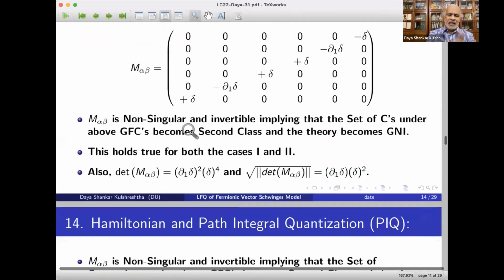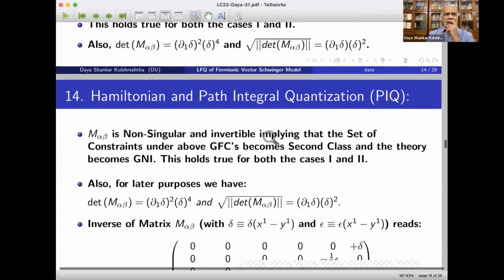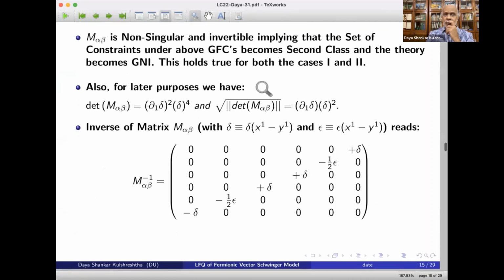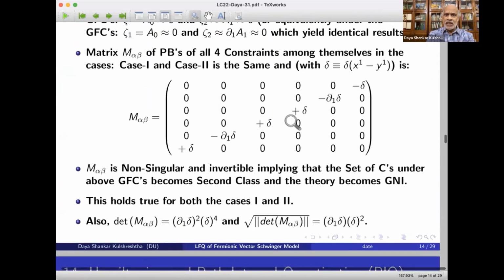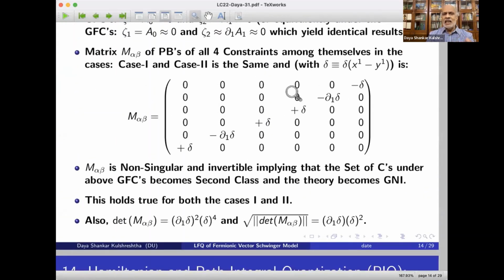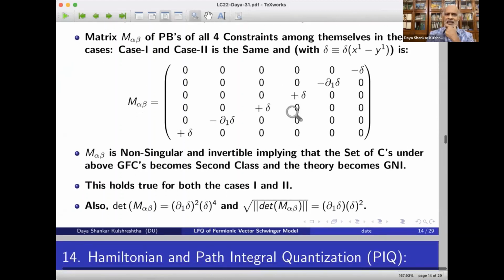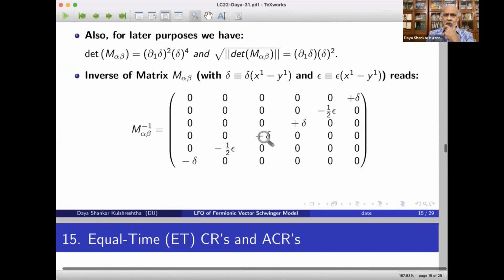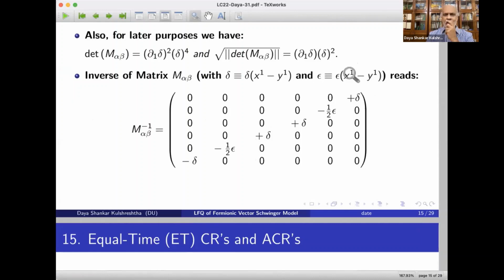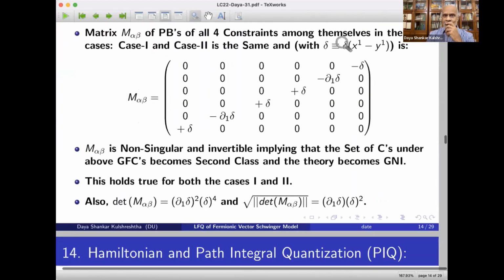And then you can write down its determinant, and you can invert the matrix and everything. So this matrix, as you see, is invertible. It's a non-singular matrix. So you can invert it. So this epsilon is the usual step function, corresponding to the space derivative of this delta prime.